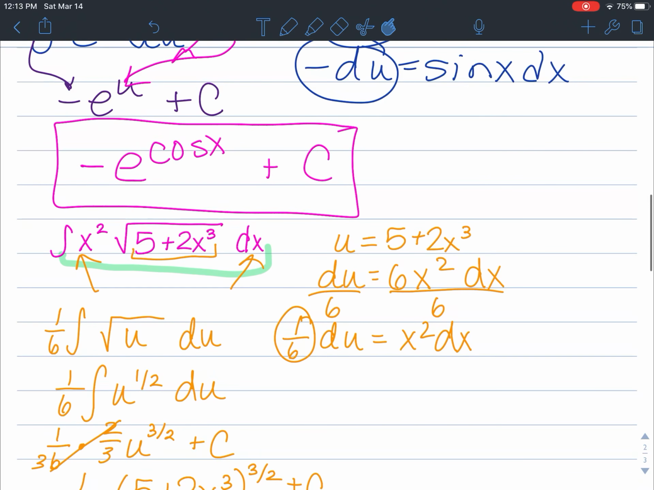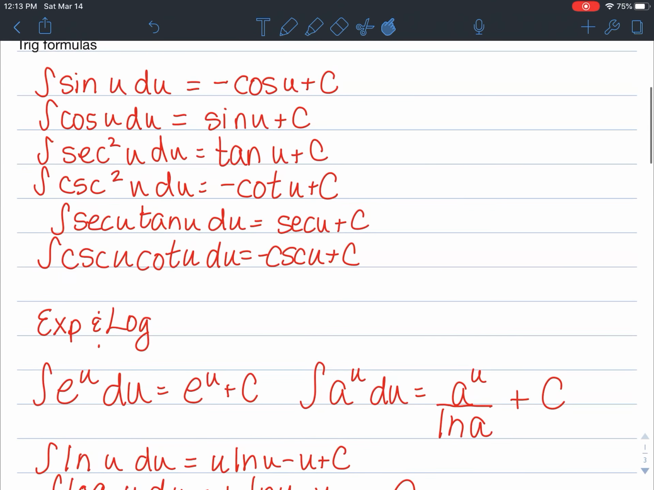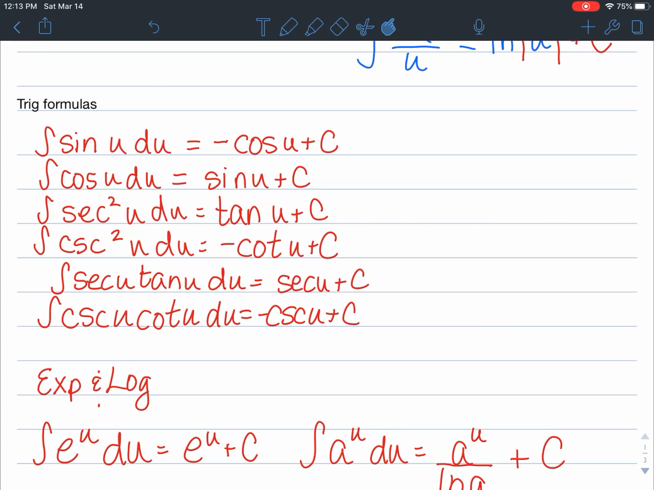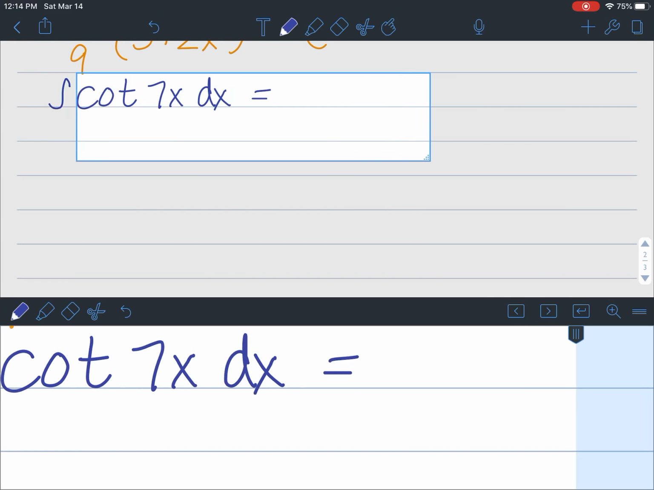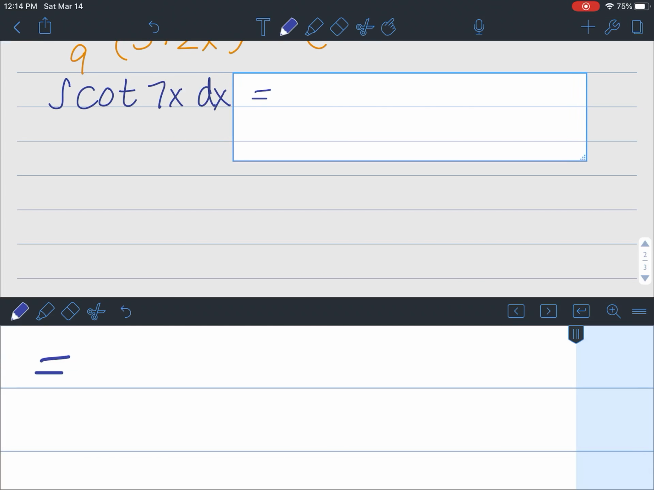Cotangent. All right, let's come back up and look at our trig formulas. Do you see cotangent anywhere over here? The only place I see it is right here, and I don't have a cosecant, so this is not going to help me. Bummer. Let's come back to the bottom and take another look. Is there anything we can do with cotangent? Anybody got any ideas? I'm hearing crickets.